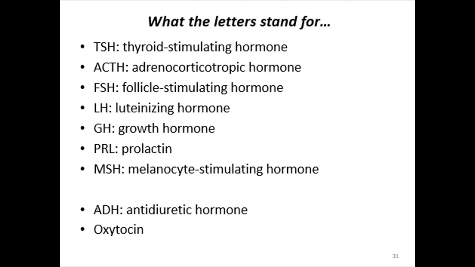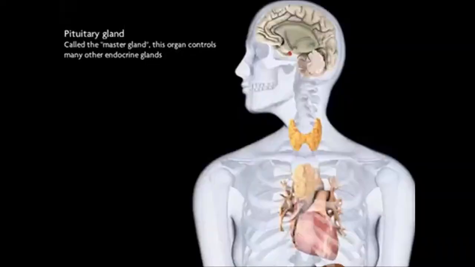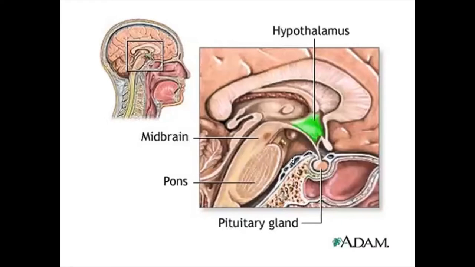Some short names and long names, some hormones in the hypophysis. Pituitary gland, called the master of the glands, these organs control many other endocrine glands. And here, for example, the sella turcica in the sphenoid bone.